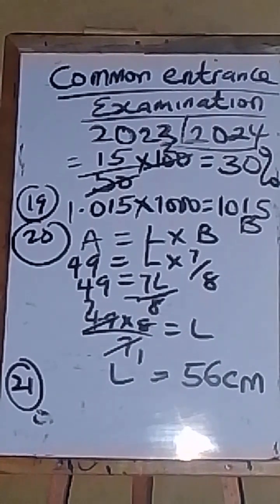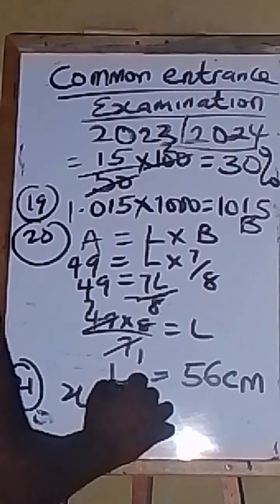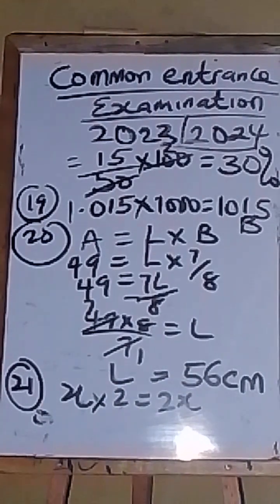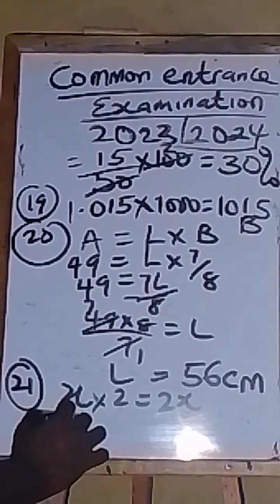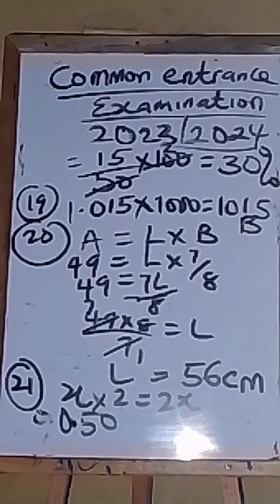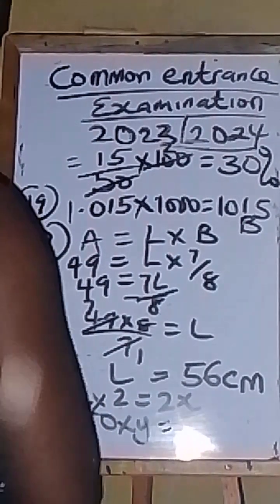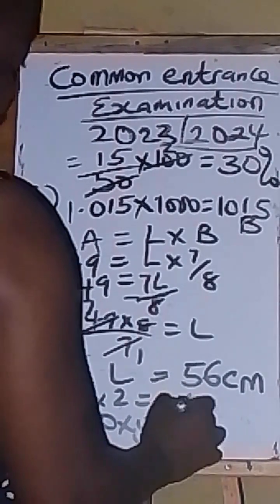Question 21. A village decides to build a village hall. Each man in the village has to pay 2 naira and each woman 50 kobo. Let's say the men are x. So if a man has to pay 2 naira, it will give us 2x. A woman has to pay 50 kobo. Let's make it 0.50. I said the women are y.